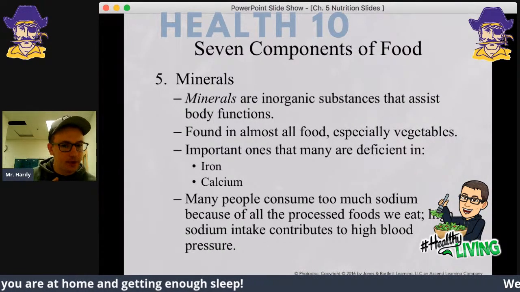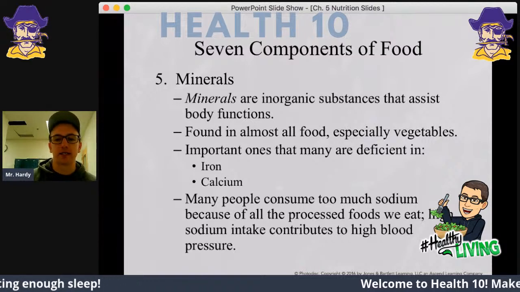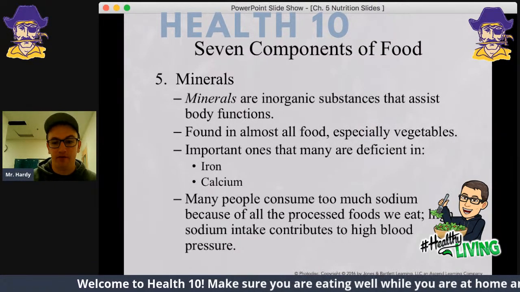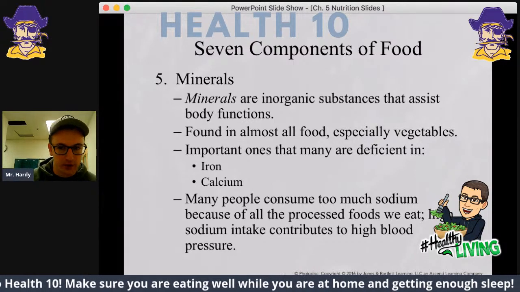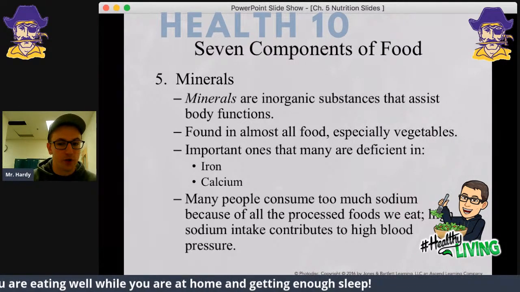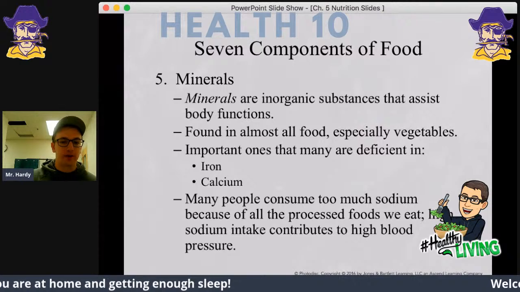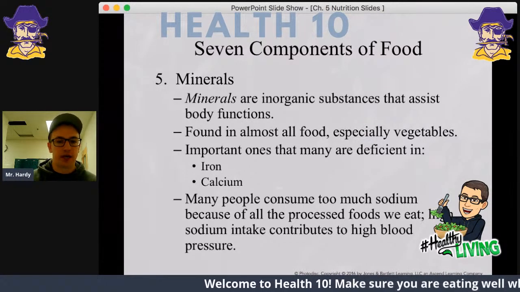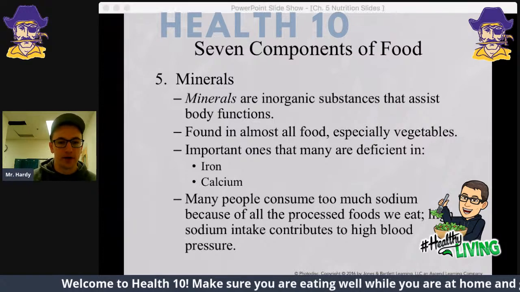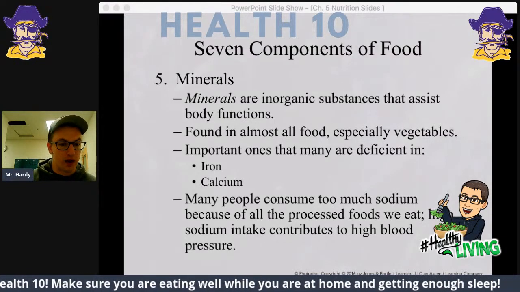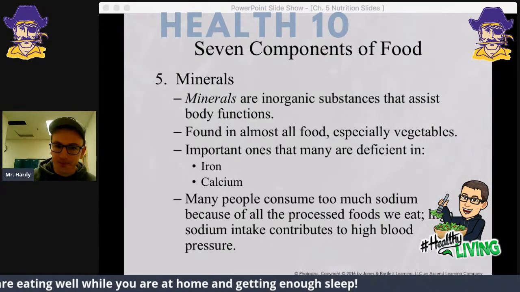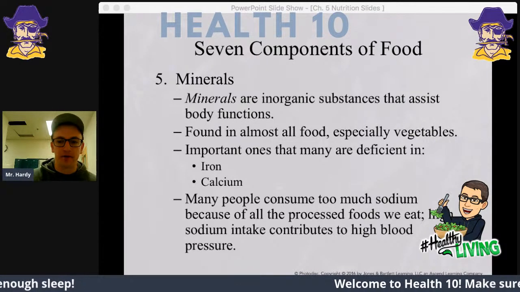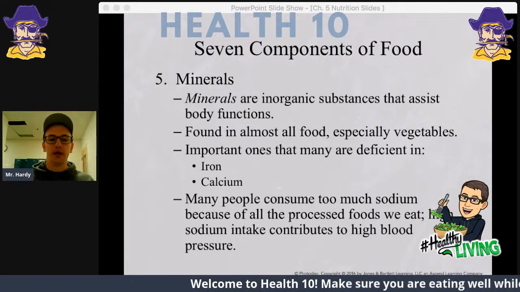Minerals are similar to vitamins, but a little bit different. These are inorganic substances that assist in the function of your body, found in almost all of your food. Typically, though, we find them in vegetables. Two important ones that we really are deficient in are iron and calcium. I think we talked a little bit about being deficient in iron. We see a lot of females deficient in iron because they don't eat enough red meat. Calcium, we see lots of people deficient in calcium as well, especially young kids, because they don't drink enough milk or eat enough cheese, enough dairy products.